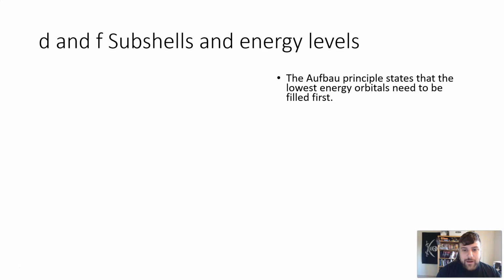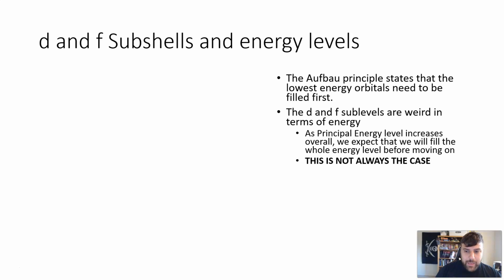So I was very, very specific, and I said it a couple of times when I mentioned the Aufbau principle. The electrons will want to fill the lowest energy orbitals first. So not the lowest energy level, but the lowest energy sublevels and orbitals. And I state this because when it comes to the D and F sublevels, energy and energy levels start to kind of get a little wonky in terms of where they are compared to others.